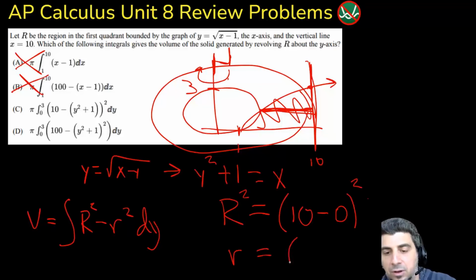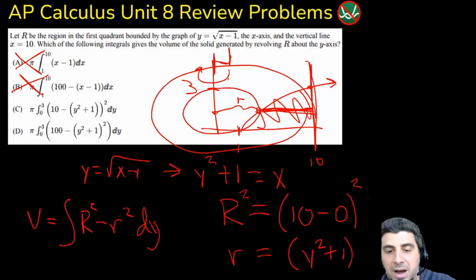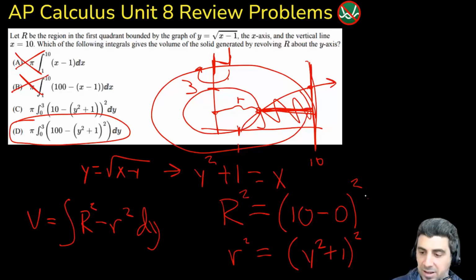Little r is going to be the distance from the axis of rotation to the inner circle, which is made by the graph of x equals y squared plus 1. So if you do right minus left, you have y squared plus 1 minus 0 technically, and r squared would be that quantity squared. So this ends up giving us choice B. All right, that's it for that one.